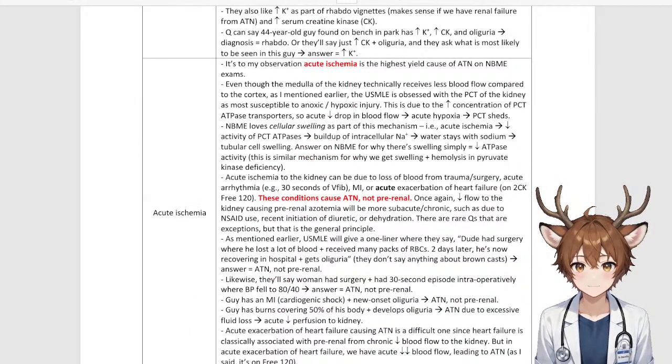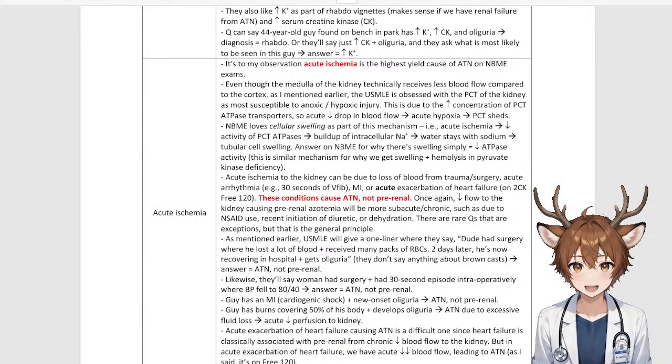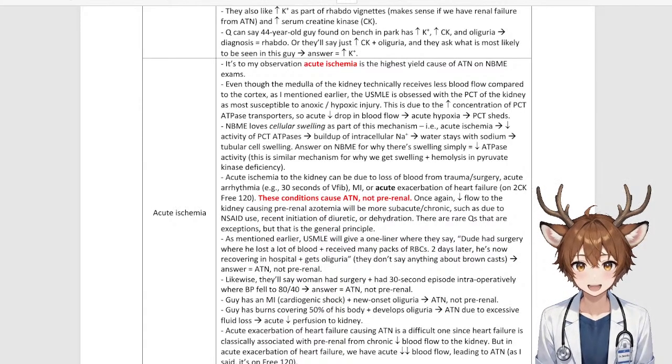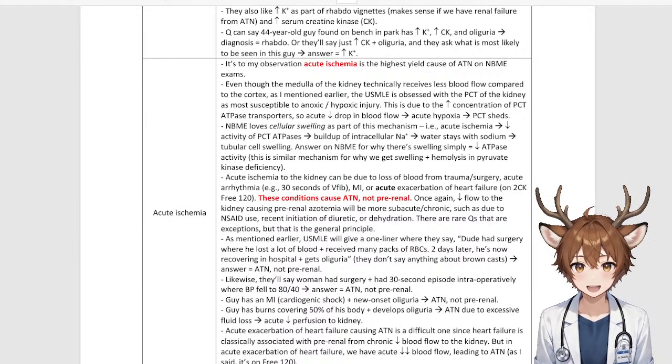Okay. What's another cause of ATN? Acute ischemia. It's to my observation that acute ischemia is the highest yield cause of ATN on NBME exams. Acute ischemia, highest yield cause.